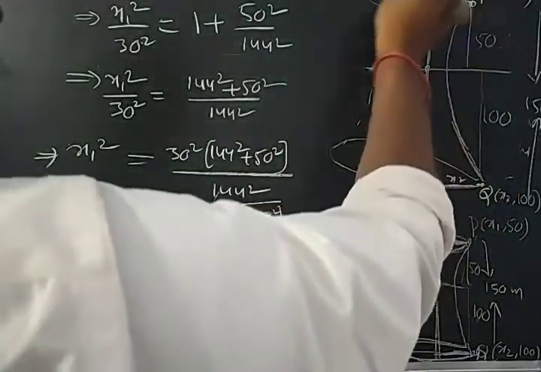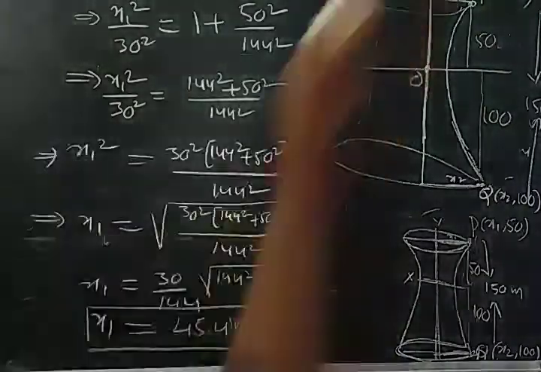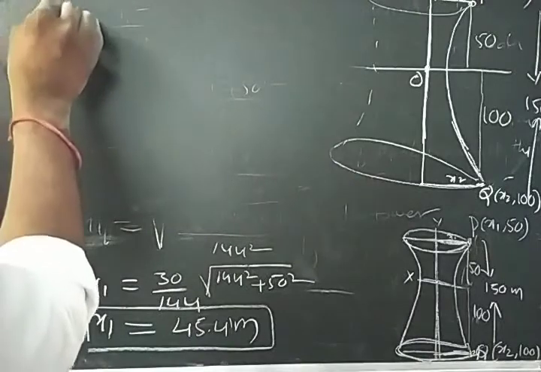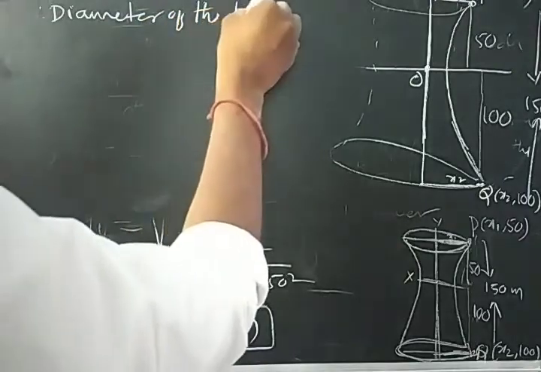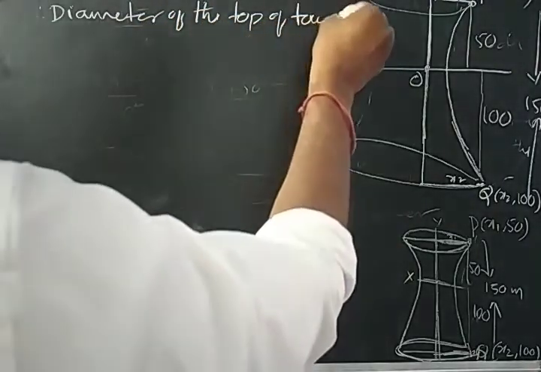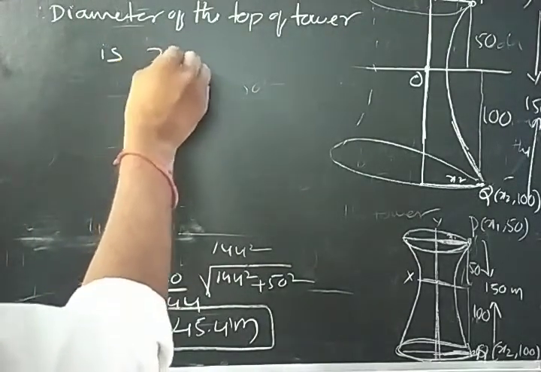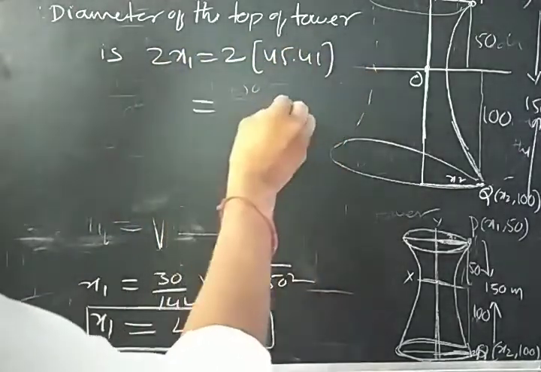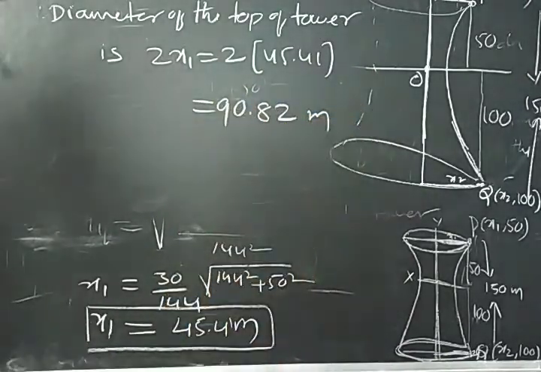What is x1? This is the radius of the top of the tower. Why do we need it? Now I am going to find the diameter of the tower. Therefore the diameter of the top of the tower is 2x1, that is 2 into 45.41, 90.82 meters approximately. This is the diameter of the top of the tower.